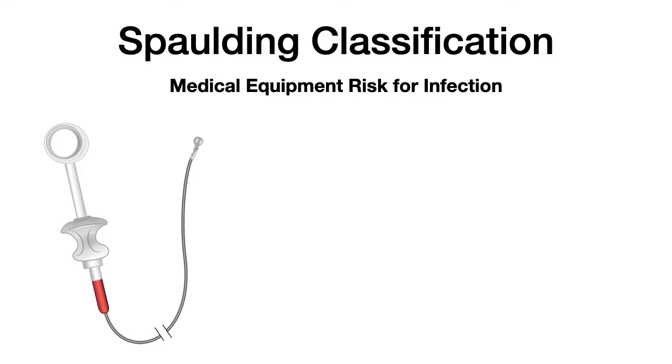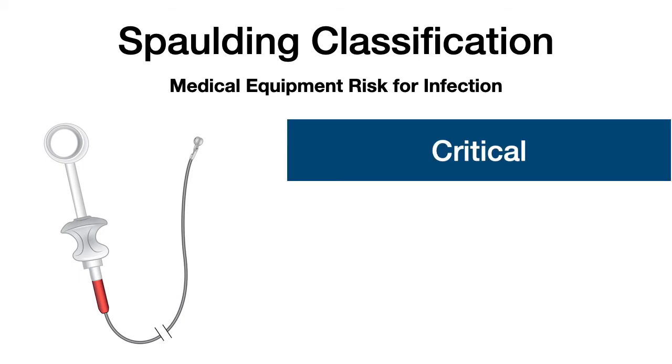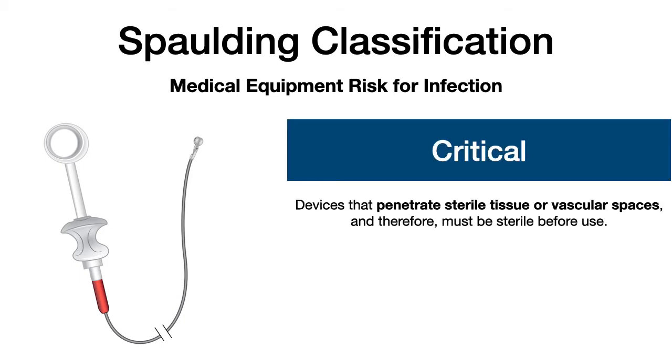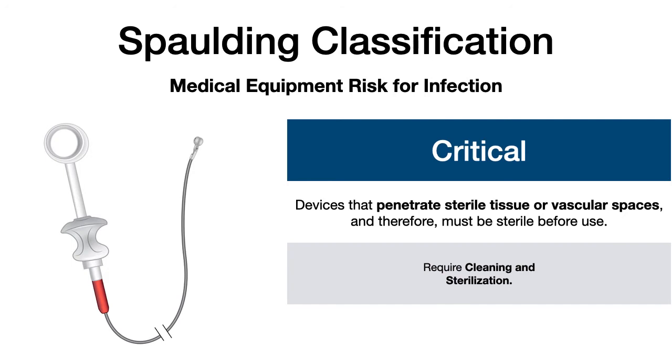How about the biopsy forceps or the injection needle? These are labeled as critical items because they penetrate the sterile tissue or go into the vascular space, and these are critical items and they need to be sterilized. You want to get rid of all the bugs, including the spores. All right.